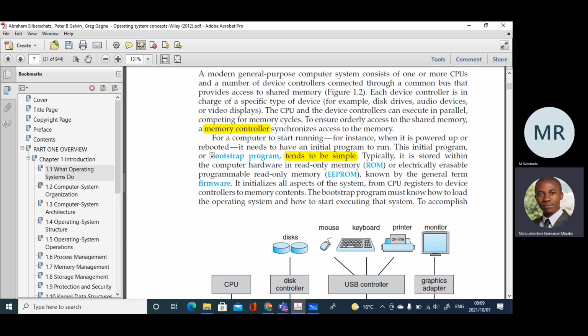Okay, so its role, obviously, is to initialize all aspects of the system, from CPU registers, giving them their default values and so on, to device controllers, to memory content. The bootstrap program must know how to load the operating system and how to start executing that system. So it's the one that also loads the operating system, which means it fetches the operating system program from memory and executes it. That is how you load the operating system.